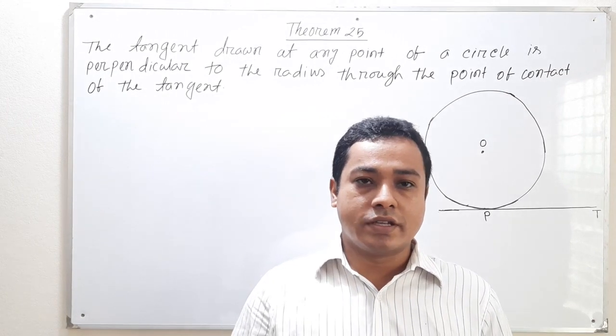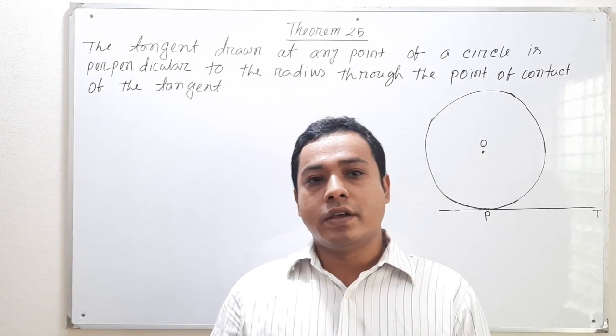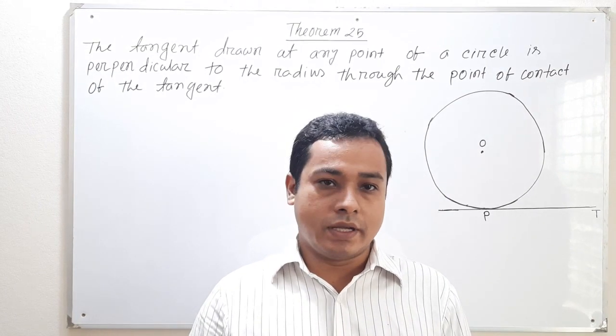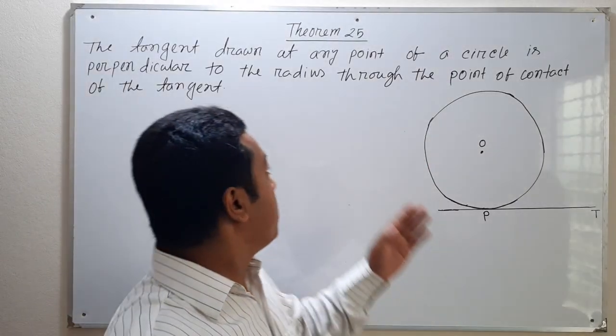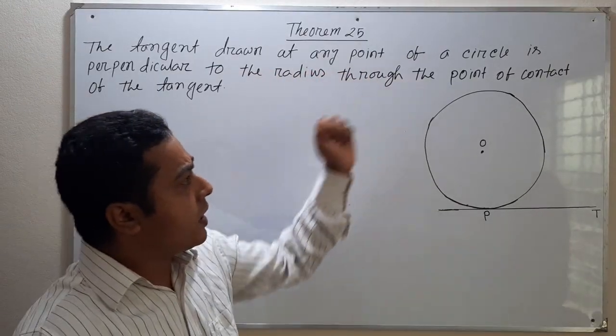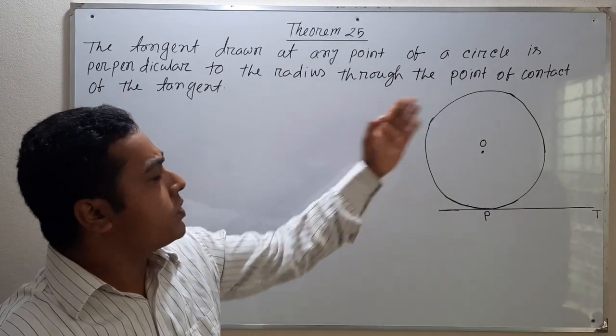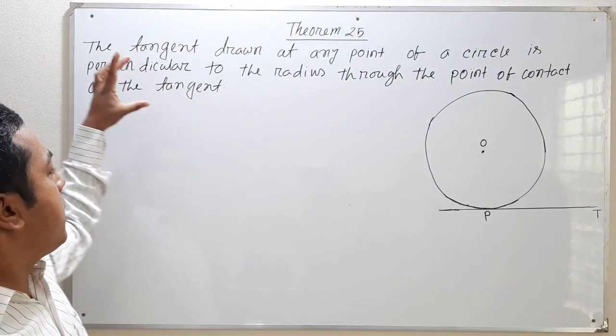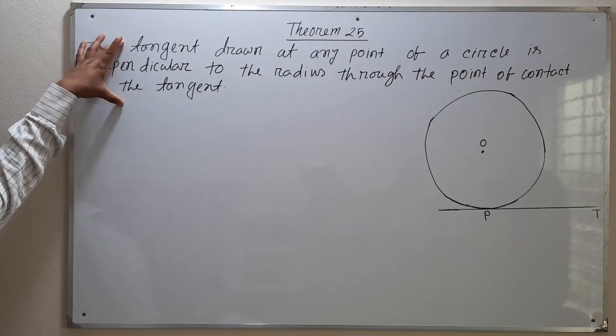Today I want to discuss your General Mathematics Theorem 25 to 27 from Chapter 8. Now, Theorem 25. The tangent drawn at any point of a circle is perpendicular to the radius through the point of contact of the tangent. This is our general enunciation.